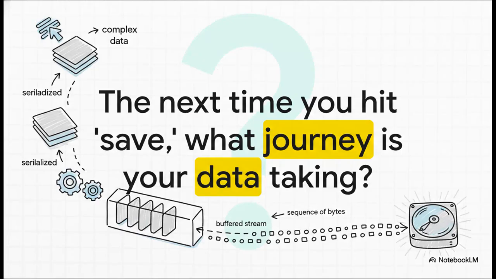So, from that one simple click, your complex data gets serialized, packed flat for its journey. Then it's sent through a buffered stream, moving in these big, efficient chunks, before finally getting written as a long sequence of bytes onto your disk. It's this whole hidden, elegant dance happening in milliseconds. Kind of makes you look at that save button a little differently, doesn't it?